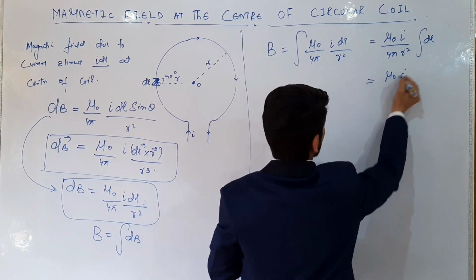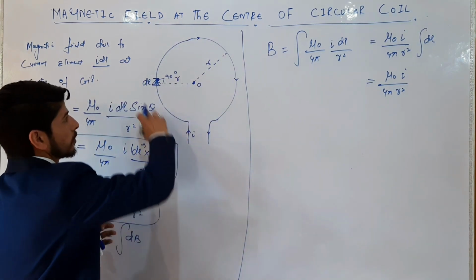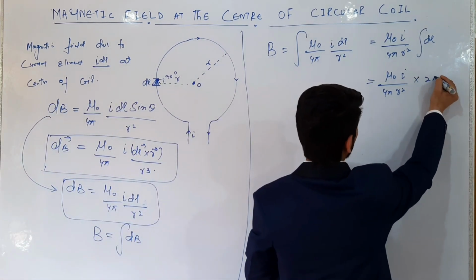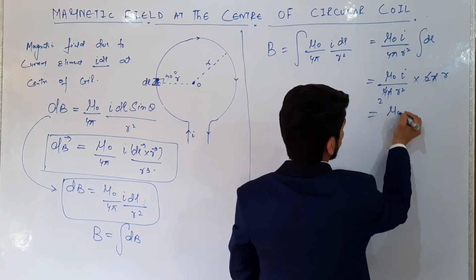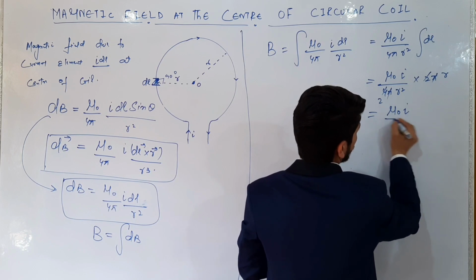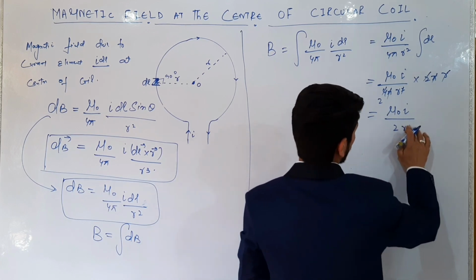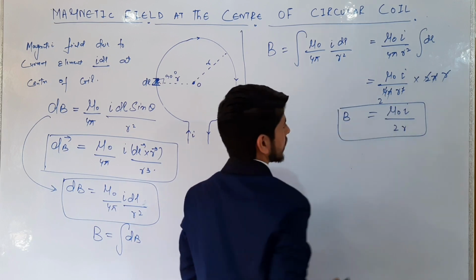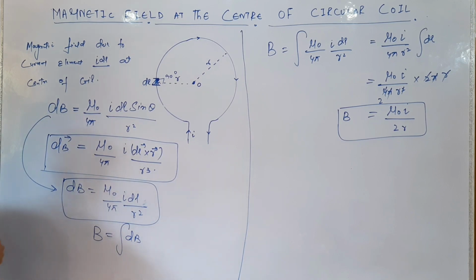This is mu naught I upon 4 pi R square. What will be the integration of dl? It will be the total length, which here means the circumference of the coil, equal to 2 pi R. And pi will cancel out, 2 by 4 is 1 by 2, and one R will cancel out. It will be mu naught I upon 2 R. This will be the total magnetic field due to the whole current carrying circular coil, not just the small current element. This is the answer.